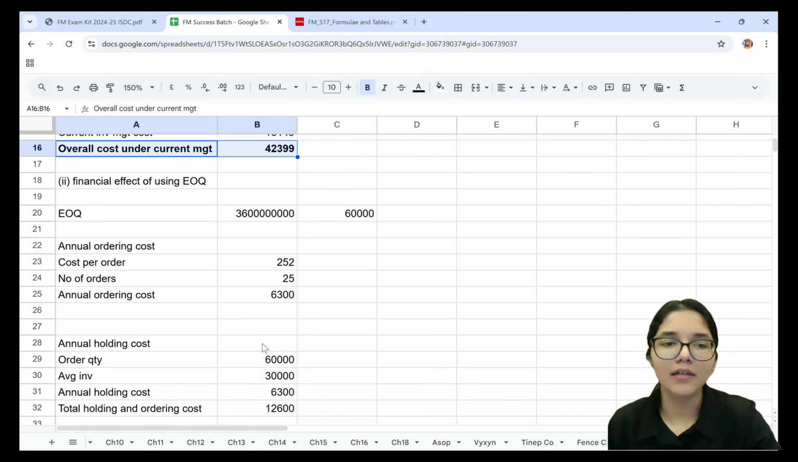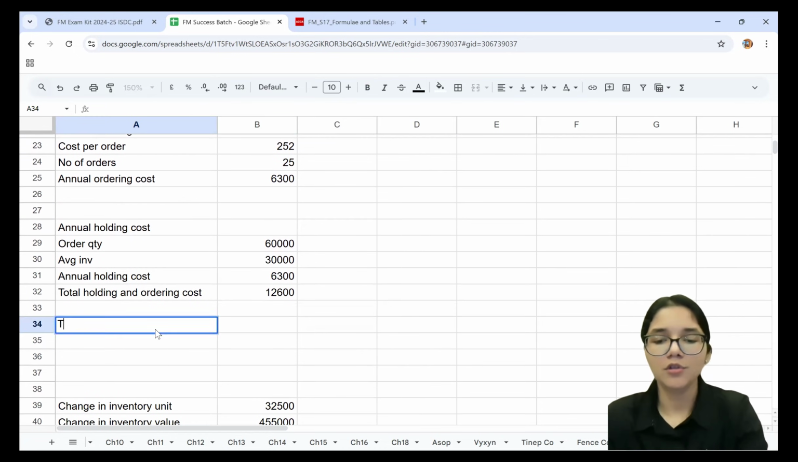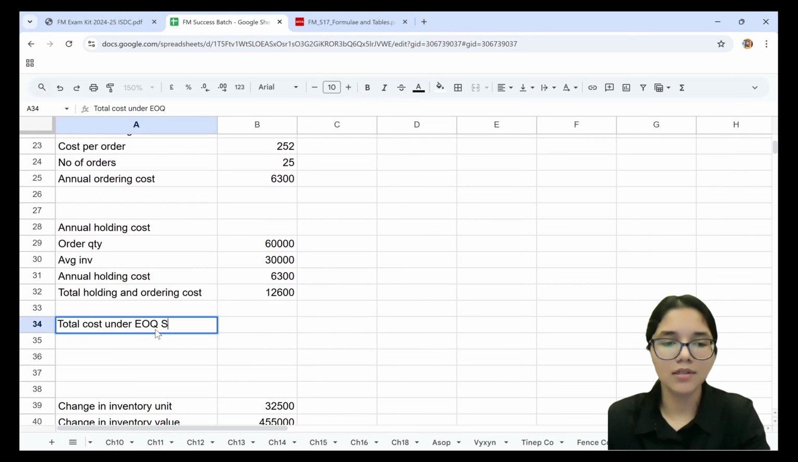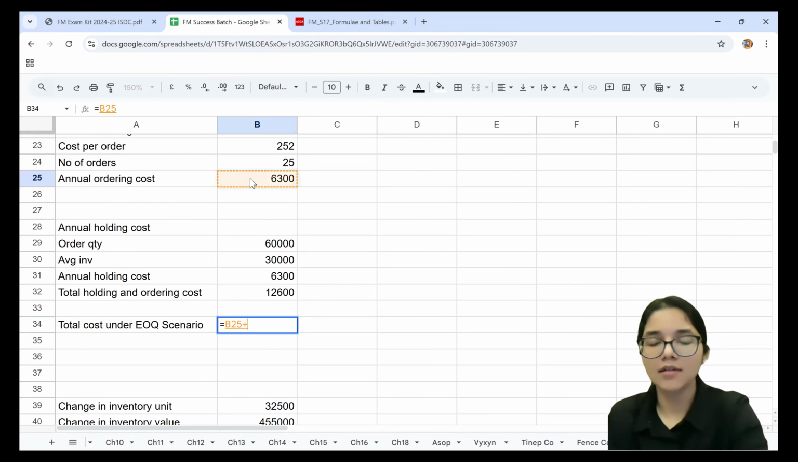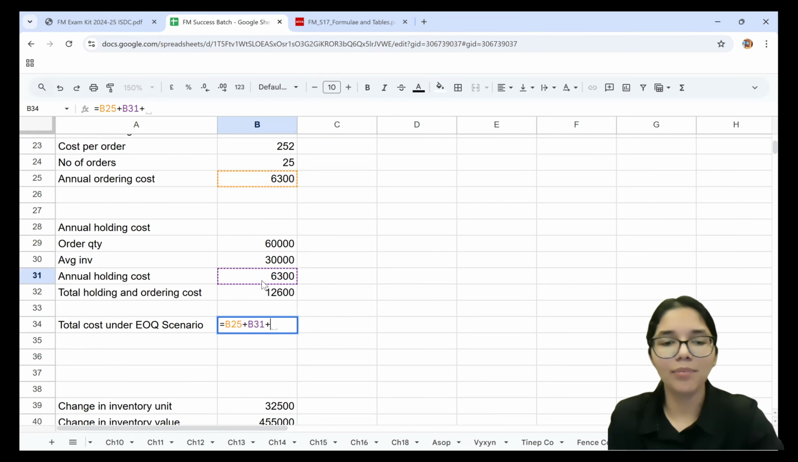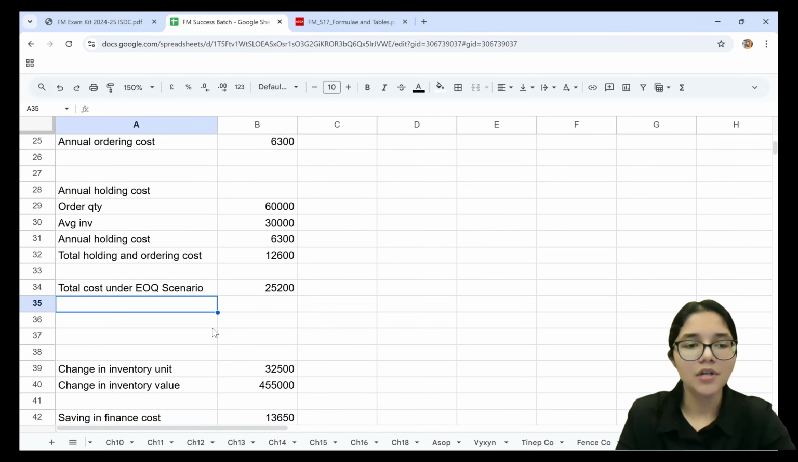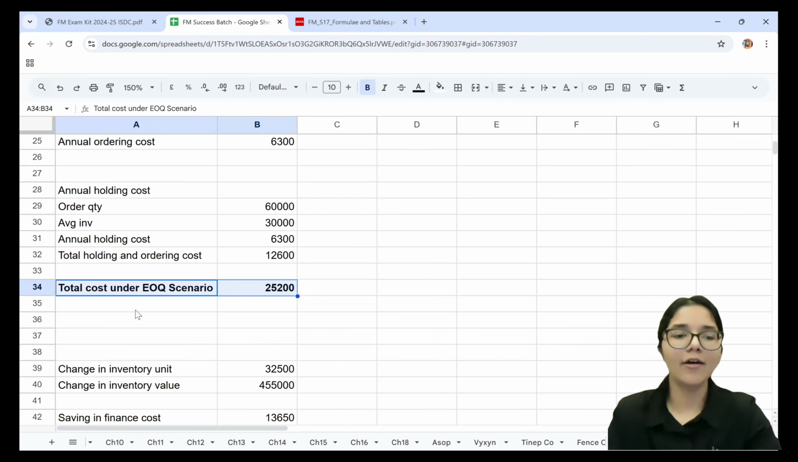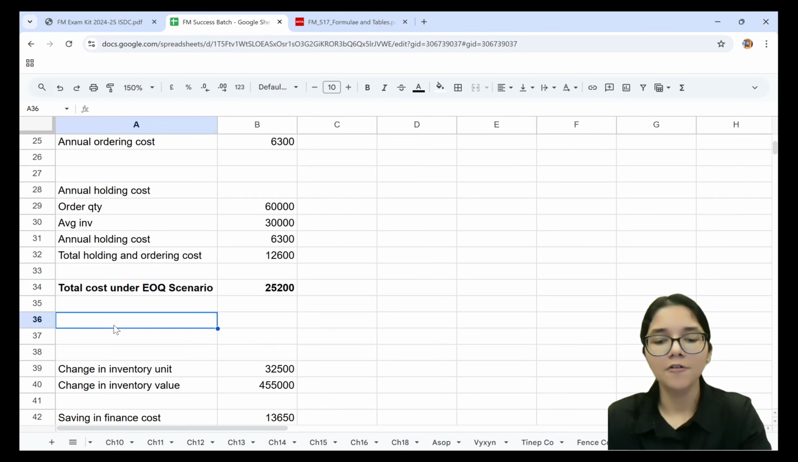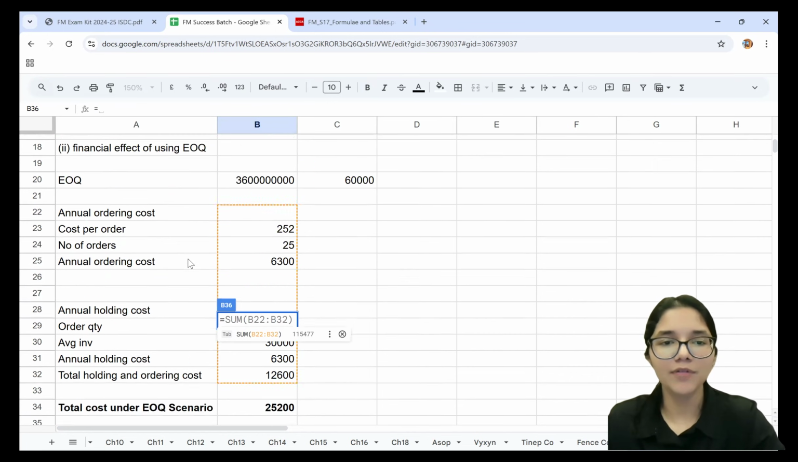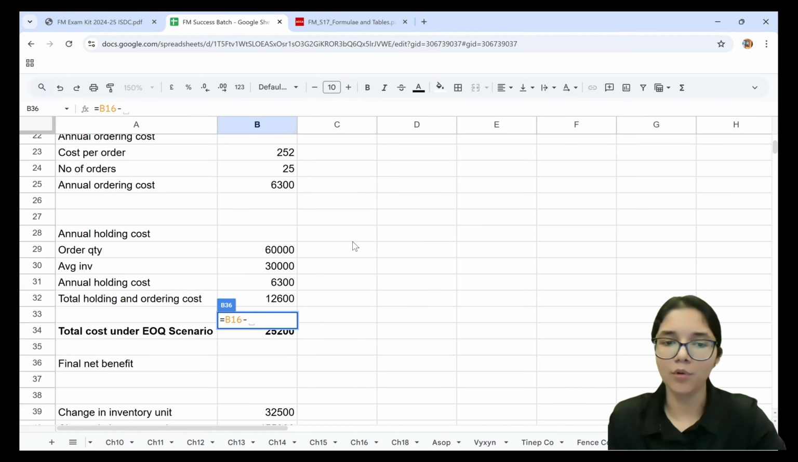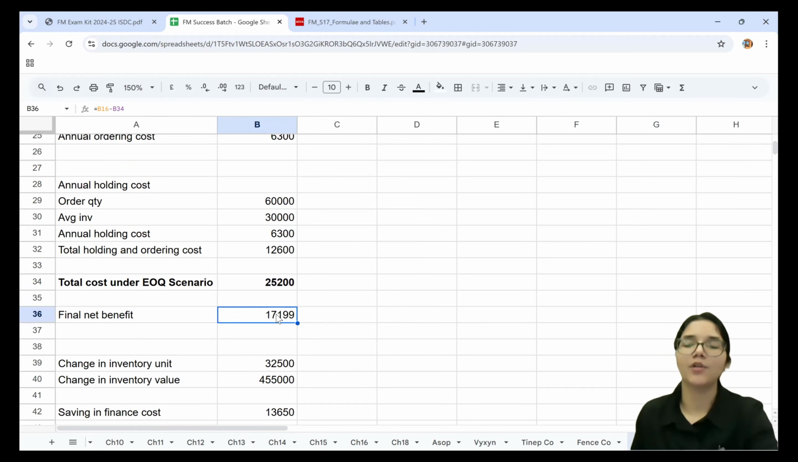Then simply calculate it for the EOQ scenario also. So total cost under the EOQ scenario will be the ordering cost plus the holding cost plus the finance cost, which is 12,600. So now you can bold this total also. And now if you want to come to your final answer, the final net benefit, just draw a comparison between the two figures that you have put in bold. So subtract this and you will get to the same answer.